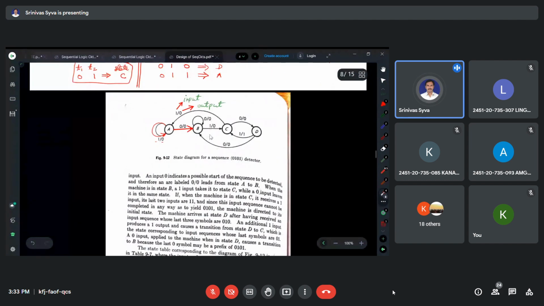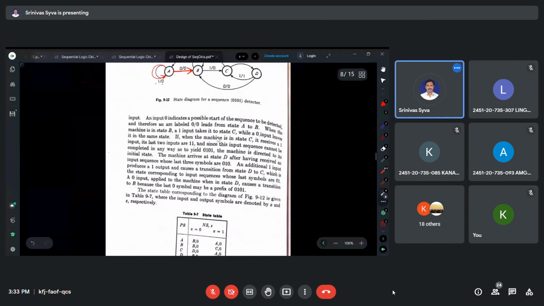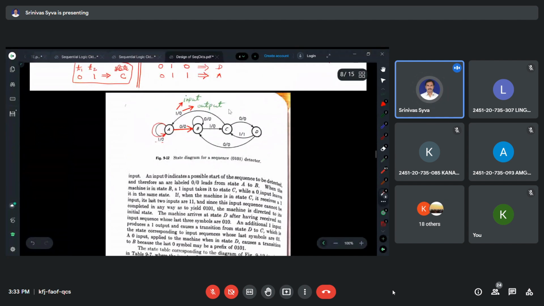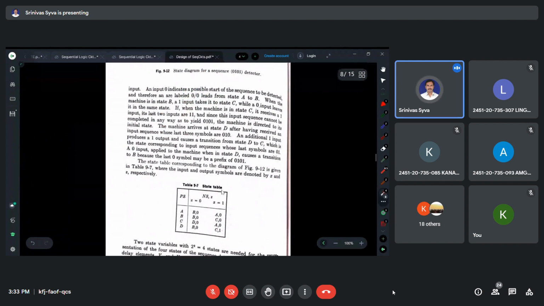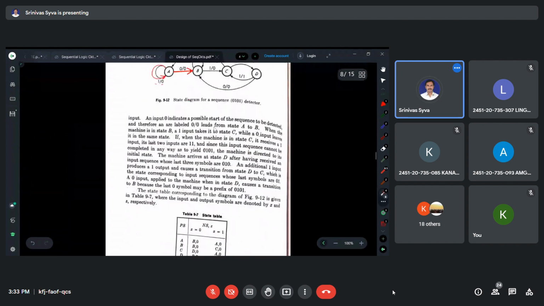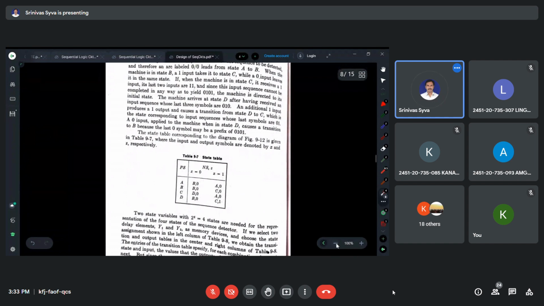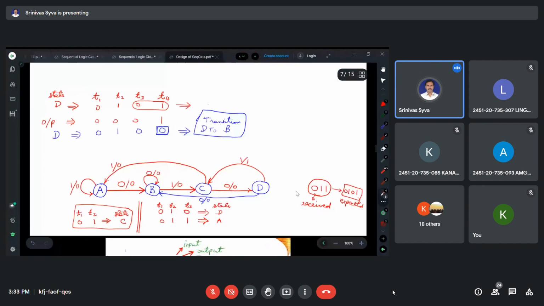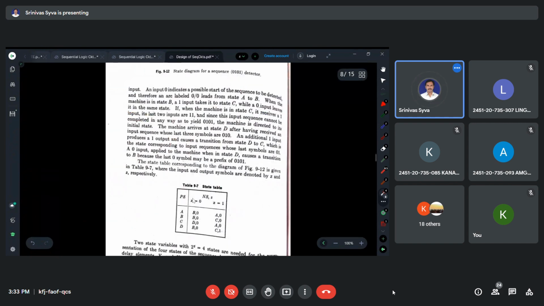So this is called the state diagram for a sequence 0 1 0 1 detector. Okay, like this. Now this operation can also be represented in the form of a state table. I will show it here itself. The state table will be like this.